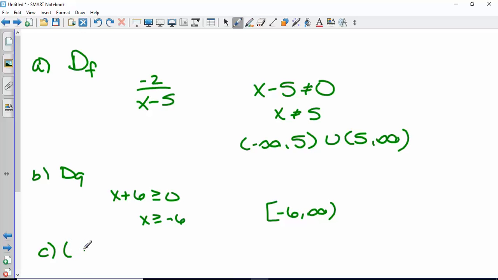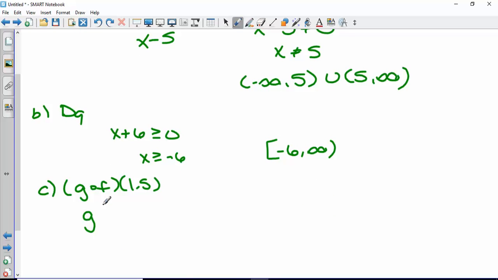So part C, I asked you to actually compose G composed with f of 1.5. So that's G of f of 1.5. Make sure, I feel like on the last quiz, a couple of you flipped the order on these. This one, you're plugging it into f first. So if you need to, grab a calculator. You've got f is 3 over x minus 2, so it'll be 3 over 1.5 minus 2.